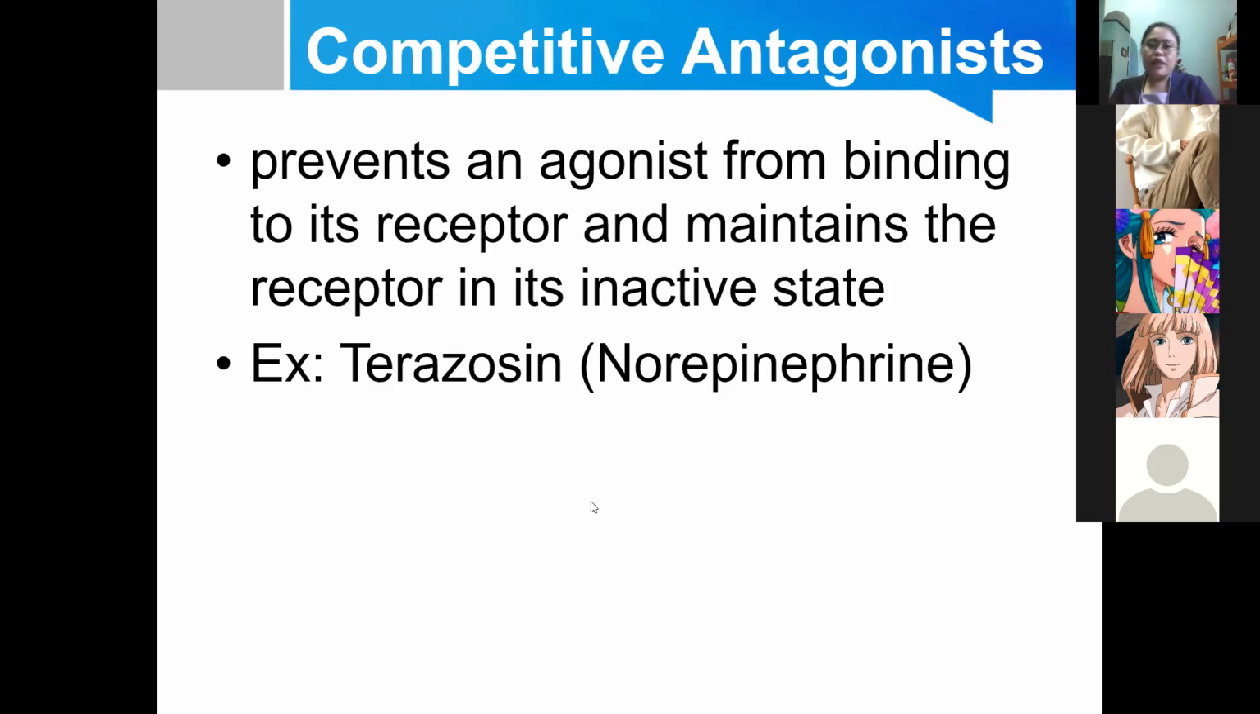So, for example, terazocin. So, nag-end siya sa zocin. This is an alpha blocker.